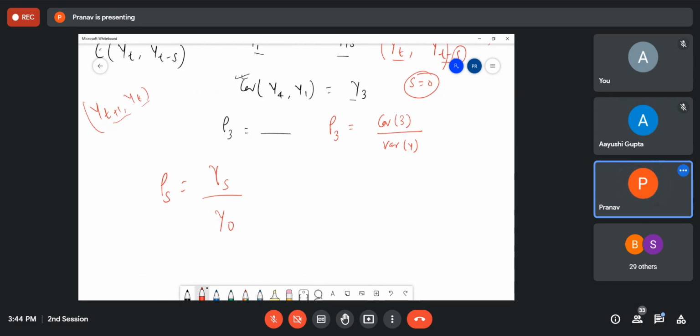This is time independent. So autocorrelation will also be time independent. Autocorrelation also only depends on the lag.